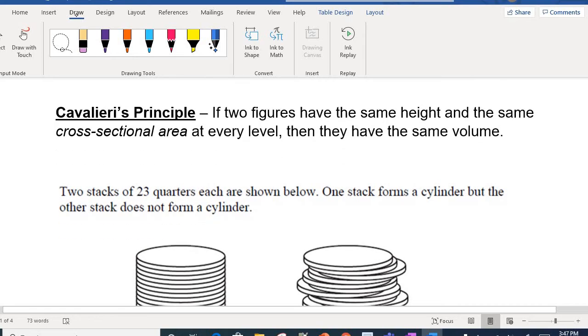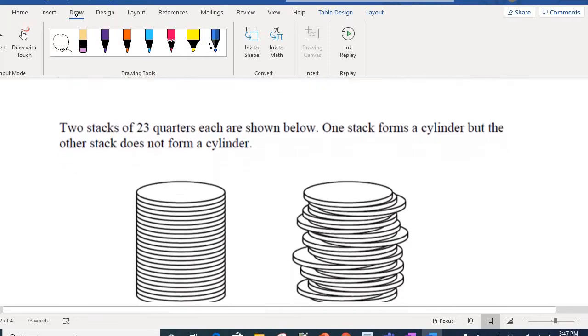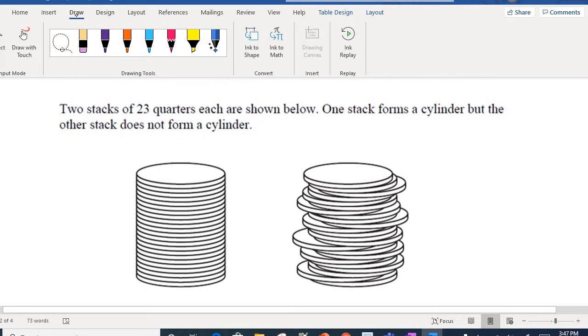Cavalieri's principle. What it really does is it says that if two figures have the same height and the same cross-sectional area at every level, then the two items have the same volume. So a good example of that would be this example of quarters. So let's say you have 23 quarters.